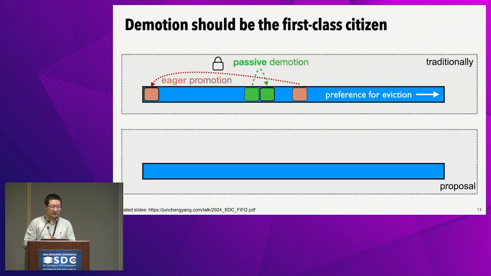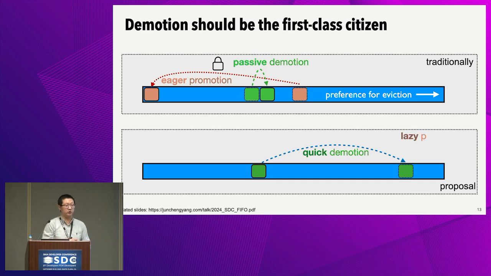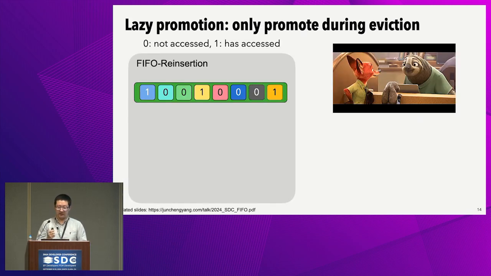So I argue that demotion should be the first-class citizen for cache eviction algorithm design, and we should use quick demotion, which quickly moves an object from the middle of the queue to the tail of the queue. And we should use lazy promotion, which only promotes an object before it gets evicted. Now let's look at these two techniques in detail.